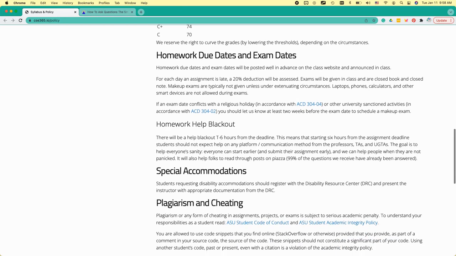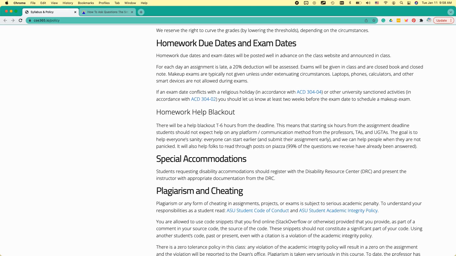Okay. And this is something that I really want to emphasize and clarify, because this is a new thing that we added. We call it homework help blackout. Basically, we want to make sure that we can still sleep. We want to make sure that we're not going to be insanely busy in the last minute of the assignment deadline, just answering people's questions. And thank you for saving us, not just Adam and me, but also the other TAs and UGTAs.